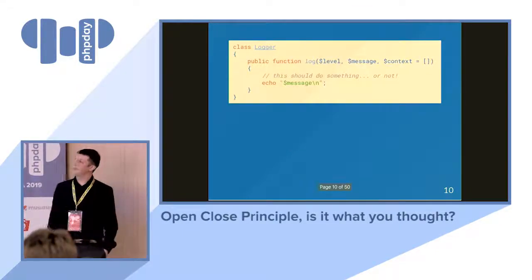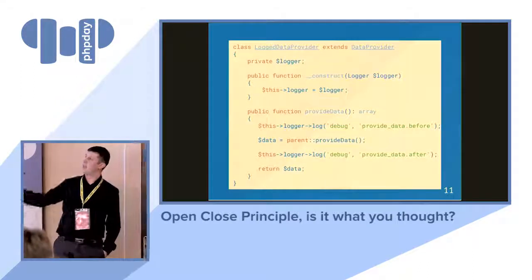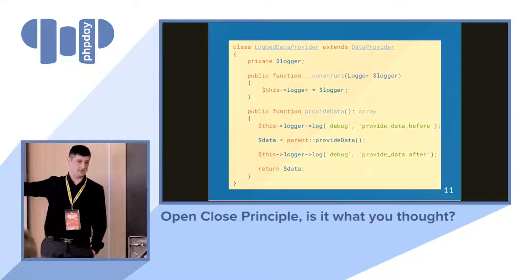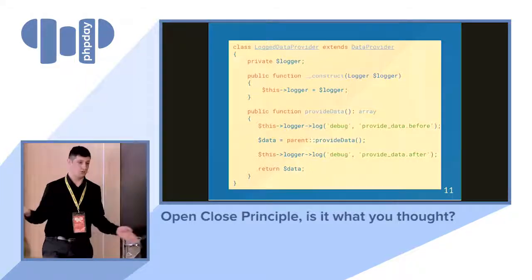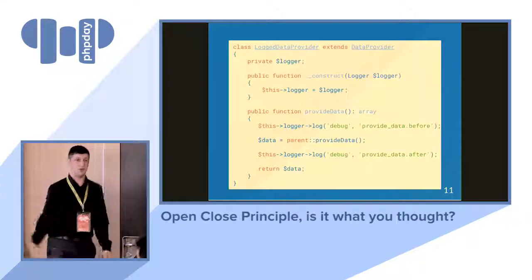So how do we add a logger? We've got a logger, obviously, and we just create another class that extends the first class we had. This works, definitely, no problem. Okay, so what's the problem then? If this works, why won't I use that?